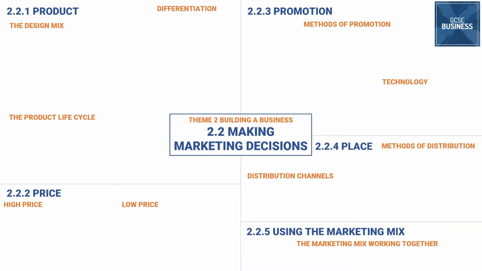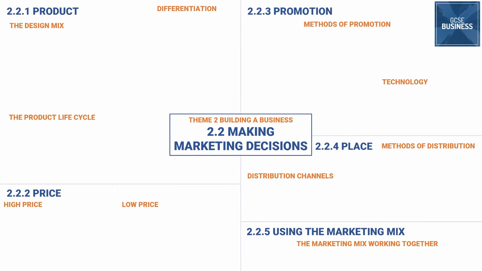So this is the market mix. The market mix comes up in theme 1 as well, in 1.4, but this is where we go through it in a bit more detail. So we start looking at a few more of the theories and kind of the things that need to be understood at a bit of a higher level. So we're going to start with product, then we're going to go to price, promotion, and place.